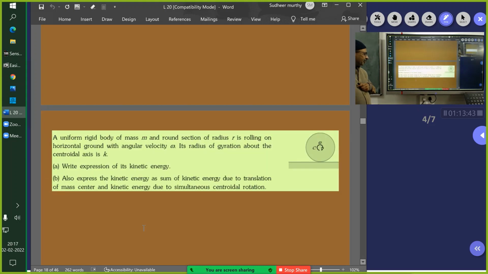Okay, handle this. A uniform rigid body of mass m, round cross section, radius r, rolling on horizontal ground with angular velocity omega. Its radius of gyration about the central axis is k. Write the expression for its kinetic energy, rolling without slipping. I have already written it, you have to rewrite it.